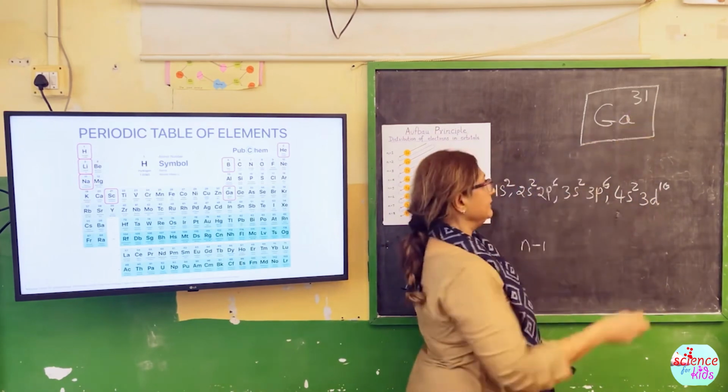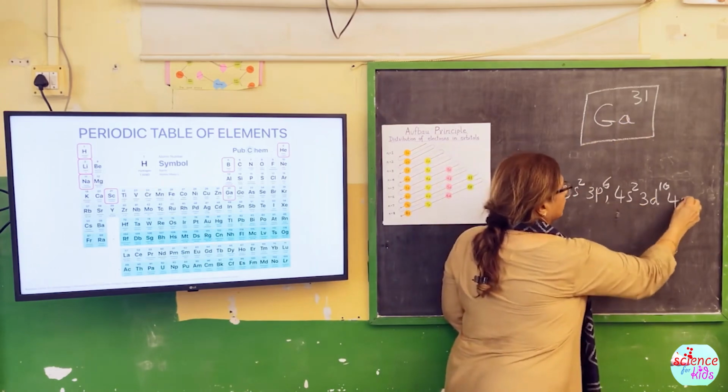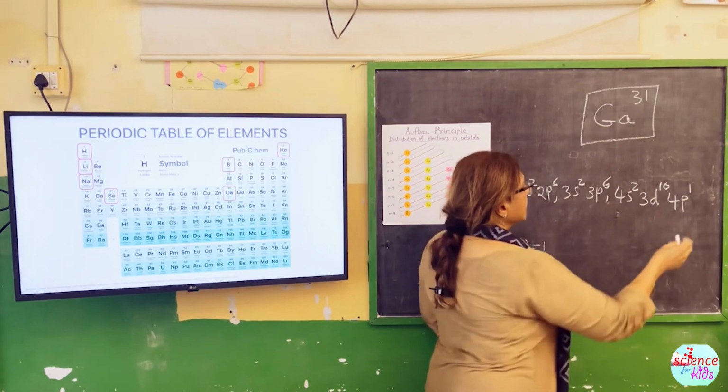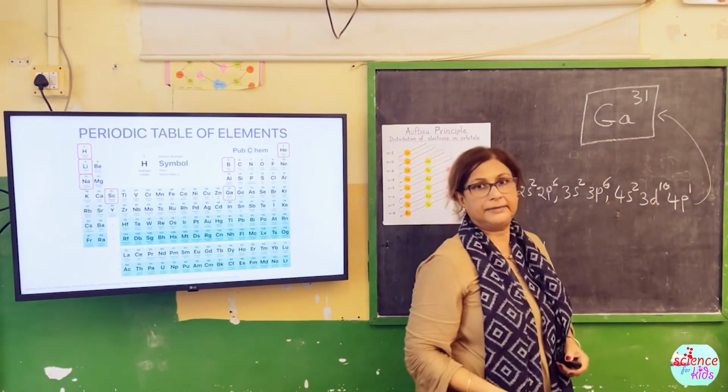Still one remaining, which will go in the p block. So again, after 3d, it becomes 4p1. So that's the electron configuration for this element, gallium.